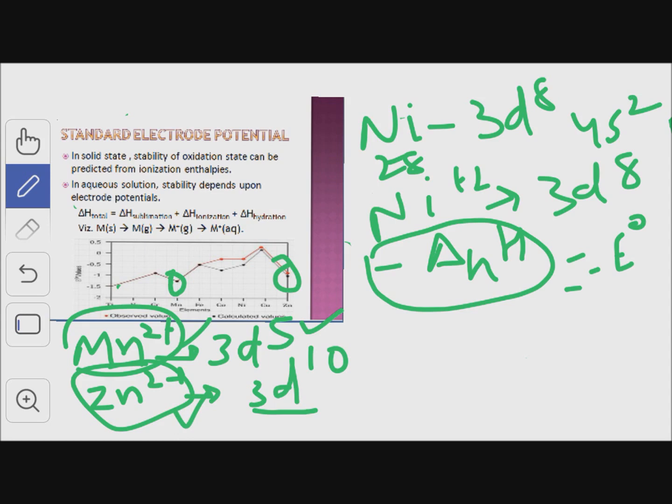Next example is of scandium. Scandium is more stable in +3 state, because its atomic number is 21. It means it has 3d1 4s2 configuration.